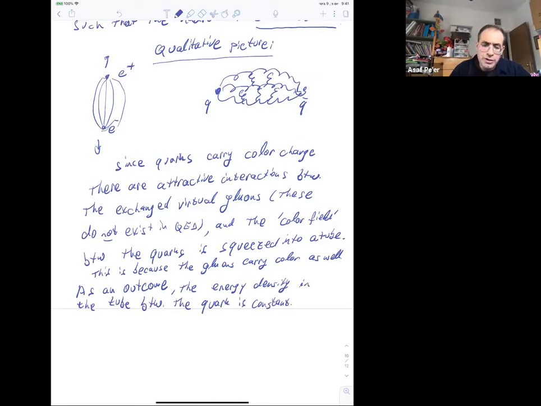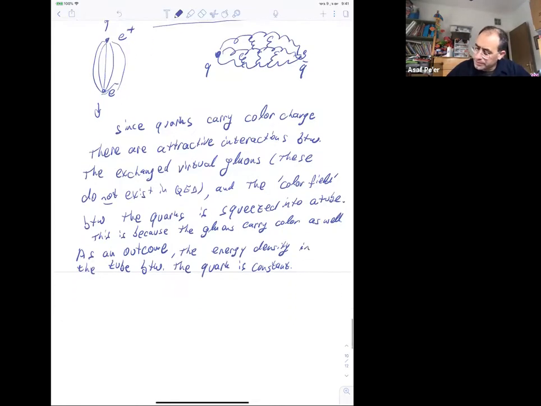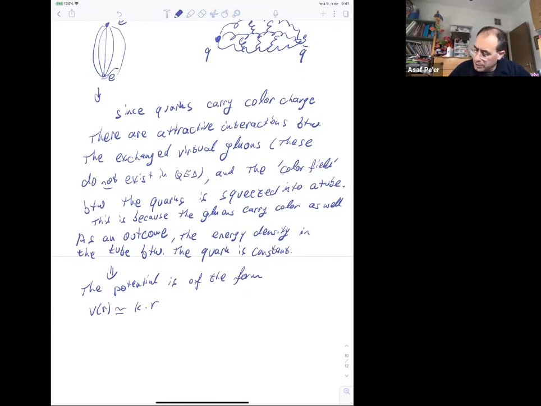So the total energy stored in the field is proportional to the separation of the quarks. So giving a term of the potential, the potential is of the form V(R) = K times R, where the constant K is of the order of 1 giga electron volt per femtometer.